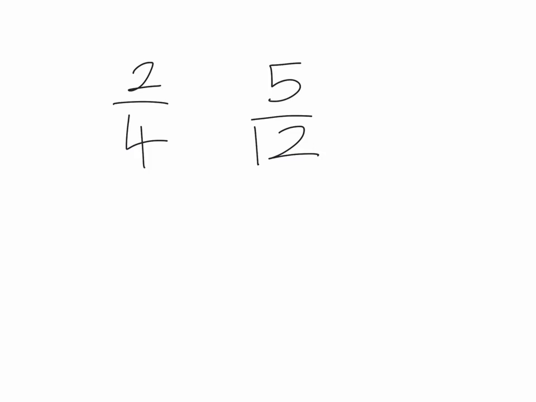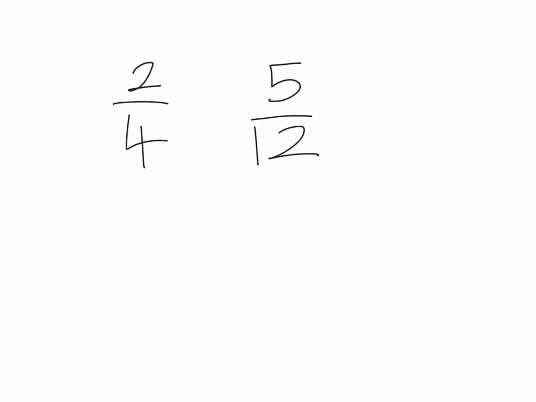Now, as you can see, if I divide each of my quarters into 3 pieces, I get twelfths. And as you can see, 2 quarters is the same as 6 twelfths. And so when I'm comparing 2 quarters with 5 twelfths, I can easily see that 5 twelfths is actually less than 2 quarters. So we can do this by using a method called finding common denominators.